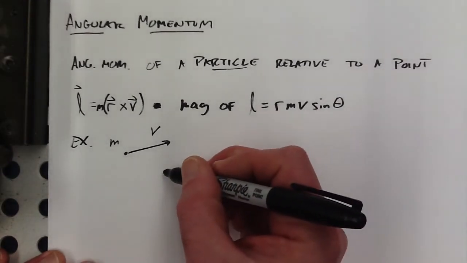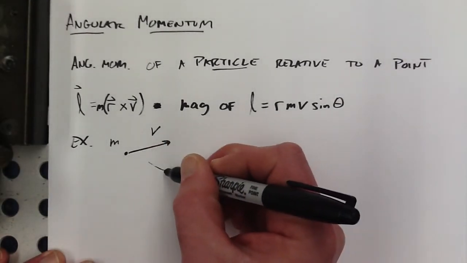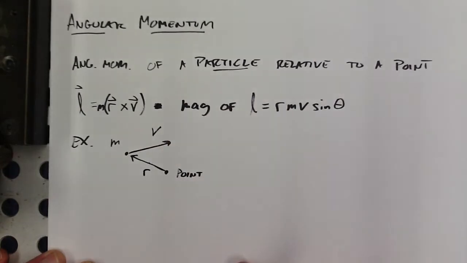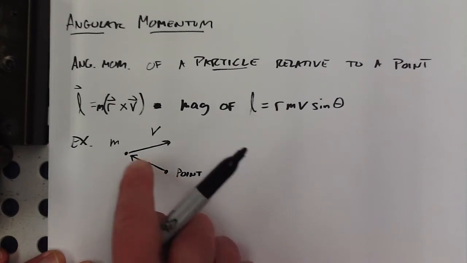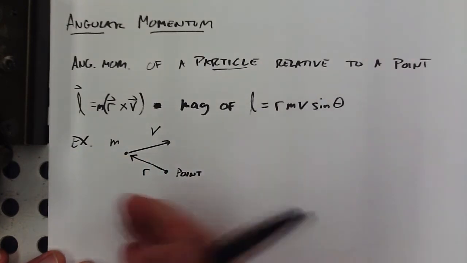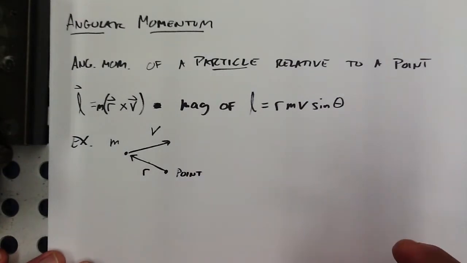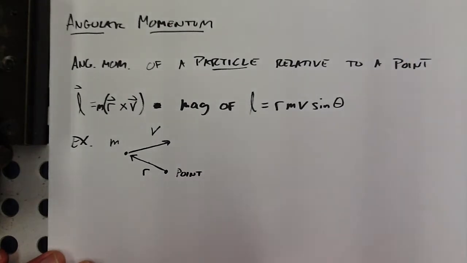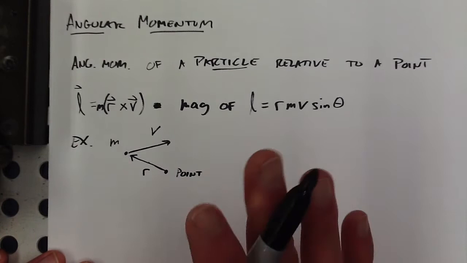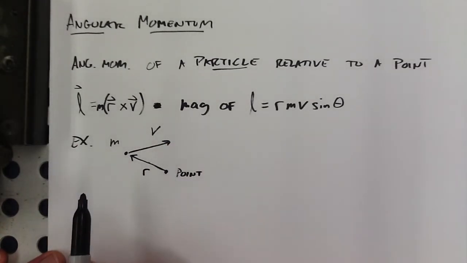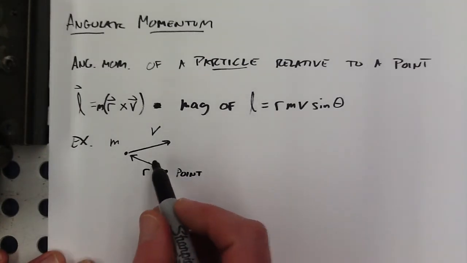And here is the vector r that points from that fixed point to the location of that particle. And so how do you find the angular momentum of this particle relative to this fixed point? You might be asking yourself, why would you want to do that? Why wouldn't you just talk about its momentum, mv? Well, you'll see. We'll get there. But let's say you have committed to doing it. So how do you do it?